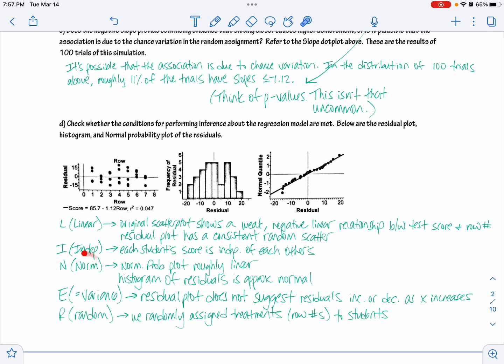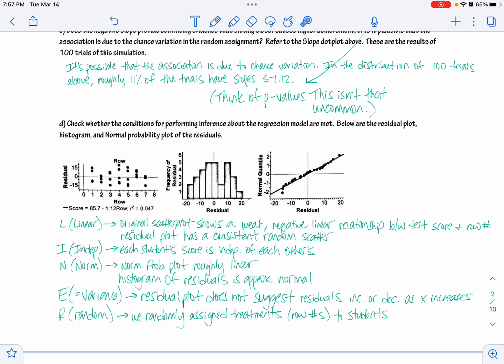The N stands for normal. So look at this residual plot right here. It's a histogram, and the histogram of the residuals looks normal-ish. Remember, it's never going to be perfectly, beautifully normal, but I believe it's okay to refer to this as approximately normal. And do you remember this thing right here? It's called a normal probability plot, and it's supposed to be roughly linear, so there we go.